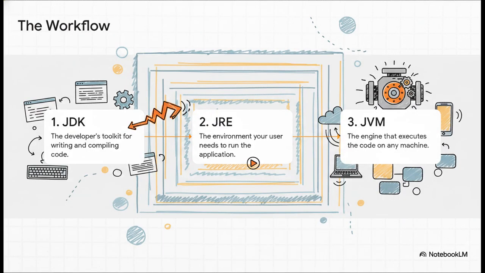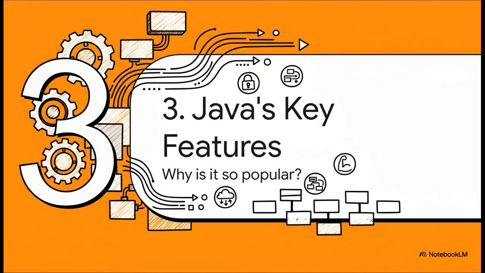So to put it all together real simple, as a developer, you use the JDK to write your code. Your user needs the JRE to run that code. And deep inside that JRE, it's the JVM that's doing all the heavy lifting. It's a nice, clean hierarchy. The JDK has the JRE inside it, and the JRE has the JVM inside it. Easy enough, right? Okay, on to question 3.